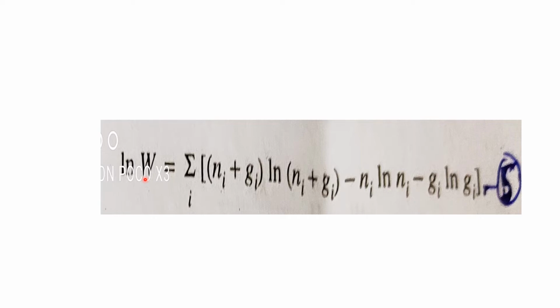By using the condition of maximum probability of this system and making use of Stirling's approximation and recognizing that Ni's and Gi's are large numbers, so that Ni plus Gi minus 1 and Gi minus 1 can be taken as equal to Ni plus Gi and Gi respectively. That is, we can omit 1. Then the equation becomes ln W is equal to sigma i [(Ni plus Gi) ln (Ni plus Gi) minus Ni ln Ni minus Gi ln Gi]. That is given equation number 5.